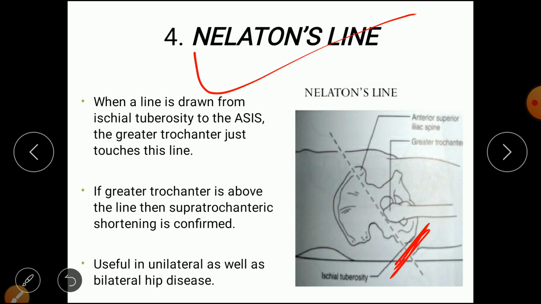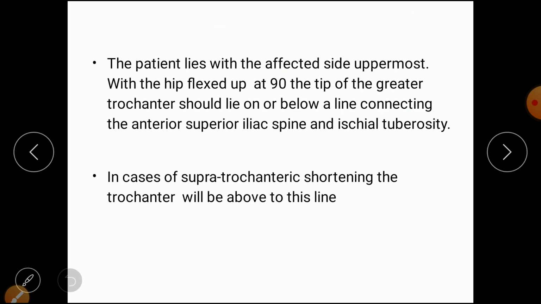Ischial tuberosity, and here the ASIS. So we can draw one line from the ASIS to the ischial tuberosity. The greater trochanter should just touch the line. If the greater trochanter is above the line, then supratrochanteric shortening is confirmed, and it is useful in unilateral as well as bilateral hip disease. So this is the fourth method.